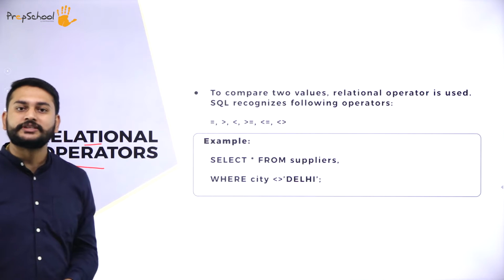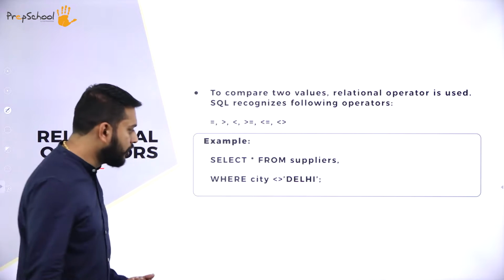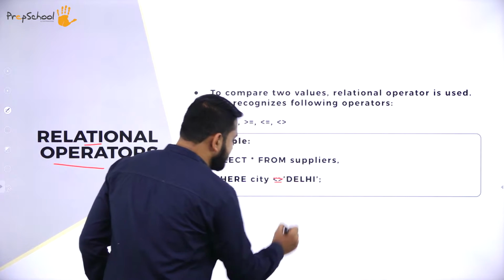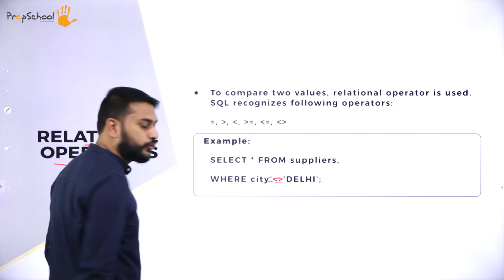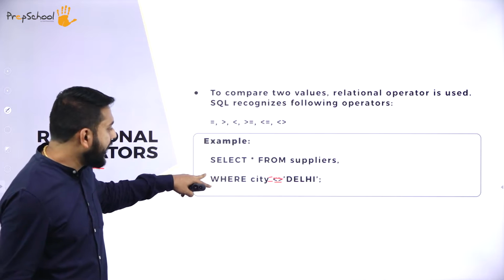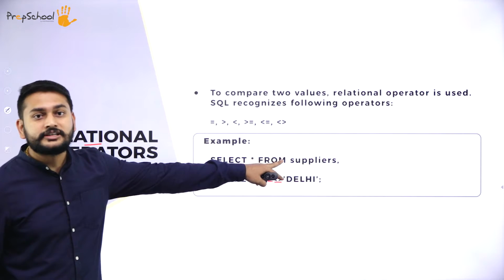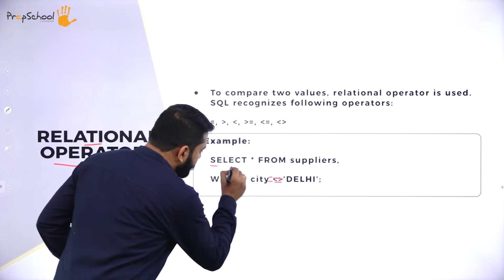Yes, I have the relational operators. Guys, as I told you in the previous slide, how do I use this relational operator? I can also write like this: city is equal to Delhi. So guys, what is the query that I have? Select star from suppliers. Please understand, I have to give select.